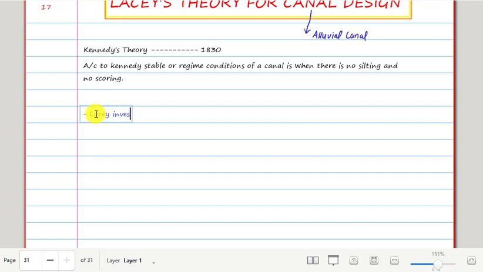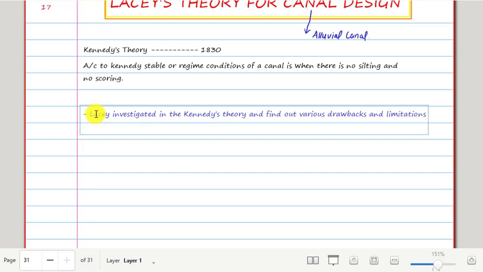Lacey actually investigated. He didn't perform any new experiment. He investigated Kennedy's theory and found various drawbacks and limitations in Kennedy's theory, okay.